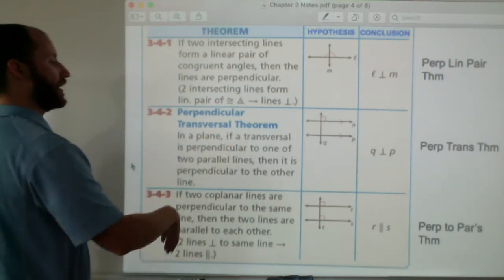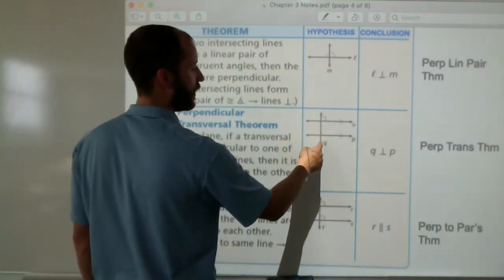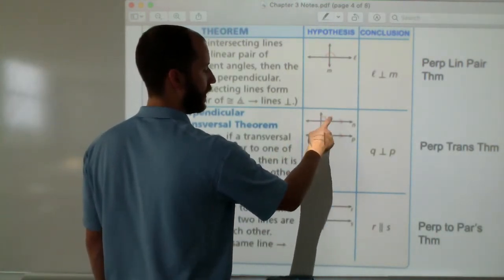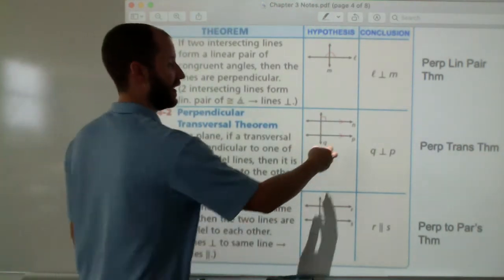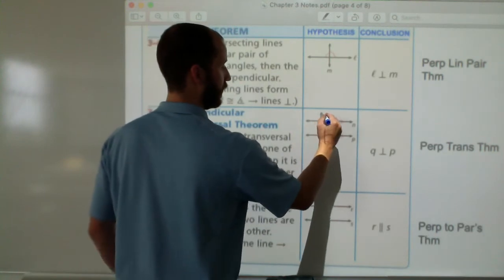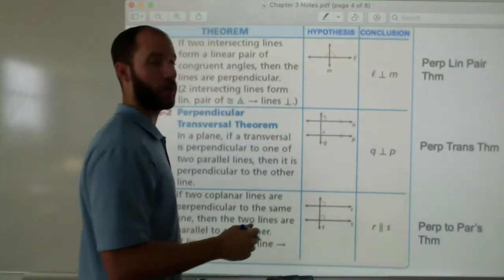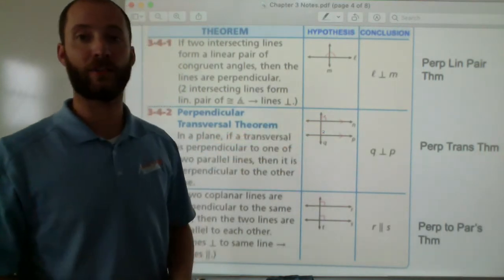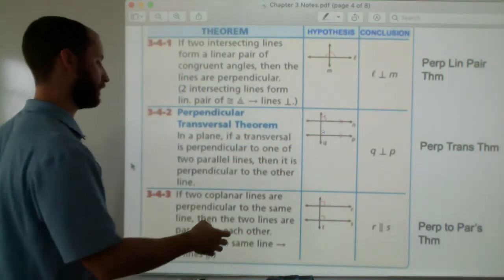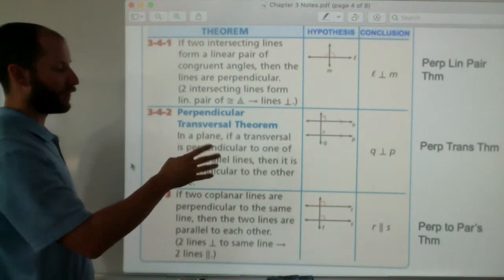In a plane, if a transversal is perpendicular to one of two parallel lines, then it must be perpendicular to the other, which kind of makes sense. These lines are parallel. Angles 1 and 2 are corresponding, so they must be congruent. If angle 1 is a right angle, angle 2 must also be a right angle. And then kind of the reverse of that.